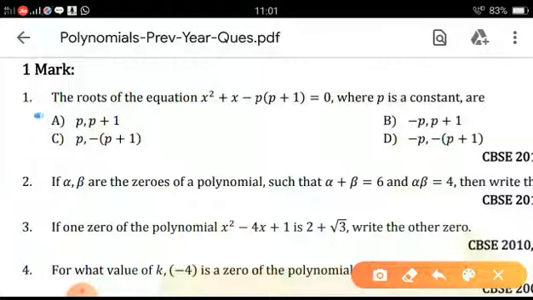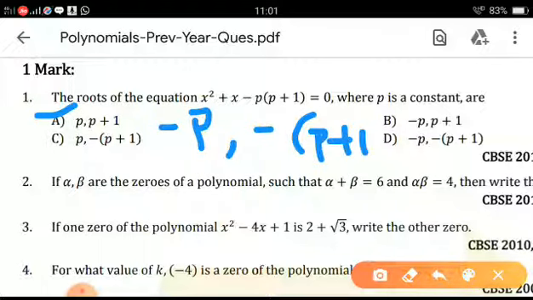Now see, the first option is p comma p plus 1. These are the roots. So the numbers which will satisfy should be minus p and minus of (p plus 1). Now check: minus p into minus of (p plus 1) will be plus p into (p plus 1). But my product should be minus p into (p plus 1). So the first option won't be there.